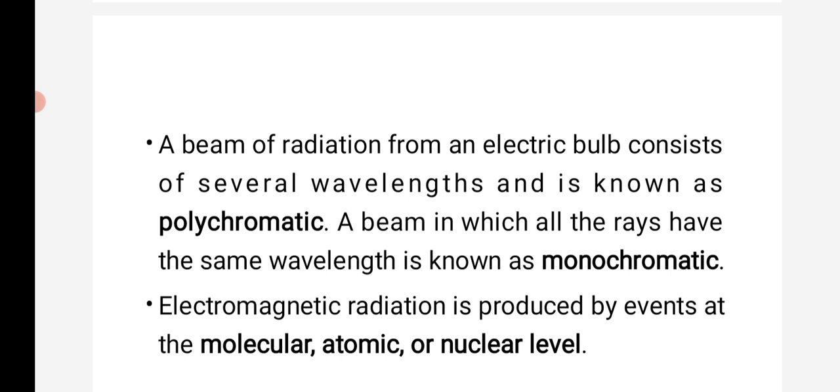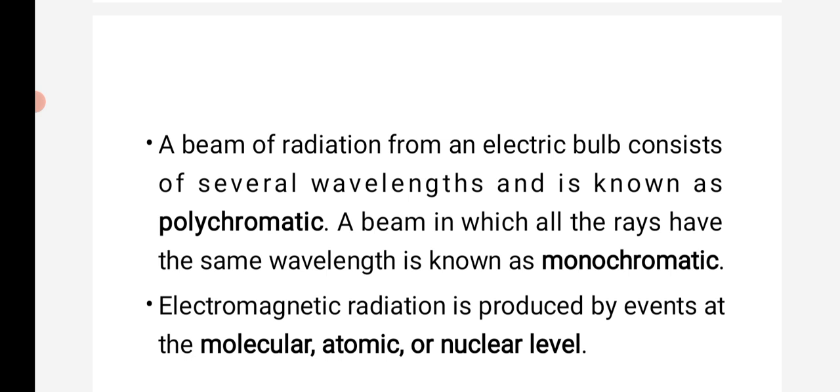So here, a beam of radiation from an electric bulb consists of several wavelengths. It will have many different wavelengths, and it's known as polychromatic. In the case of a beam in which all of the rays have the very same wavelength, it's known as monochromatic.